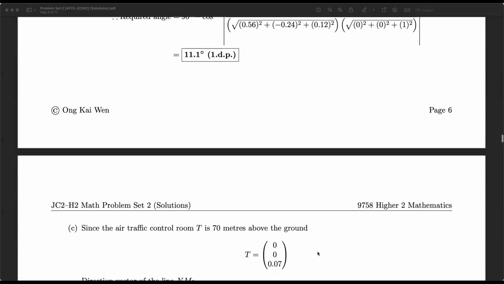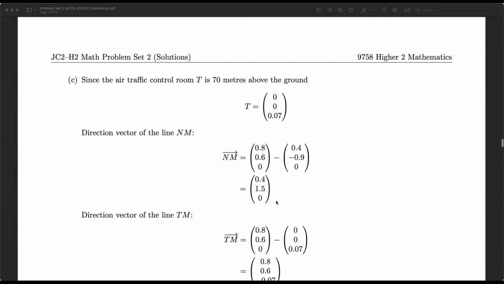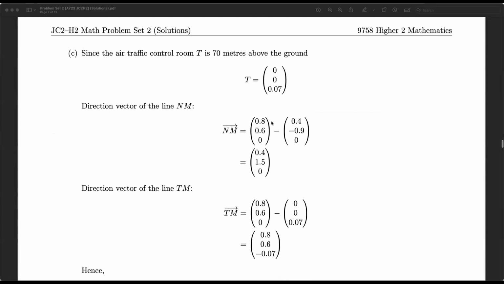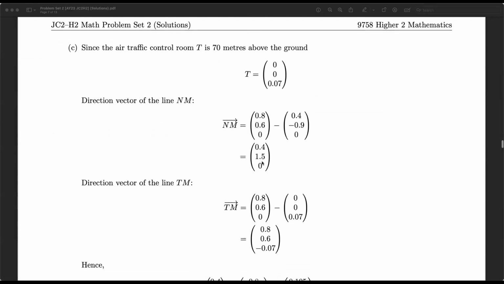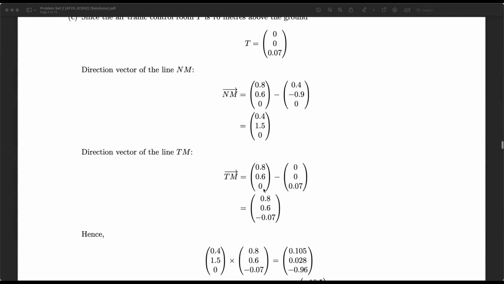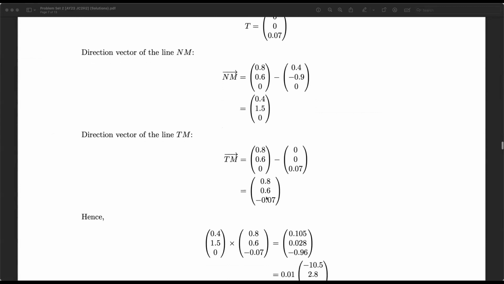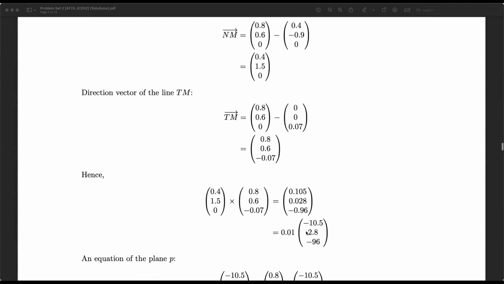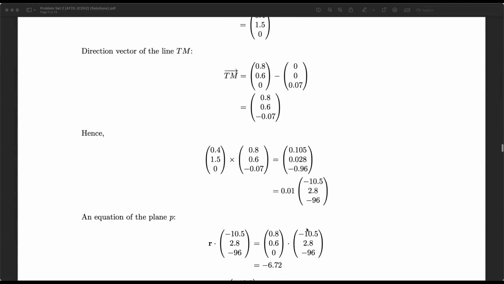So we basically just need to search out all the different coordinates. We know that the traffic control room is 70 meters above the ground, so we can work out that T is (0, 0, 70). We can find the direction vector of the line NM, we get this. We can find the direction vector of the line TM, which is this. And then to find the equation of a plane, we just take the cross product. You cross these two together, you will get this equation of the plane. You get your answer.